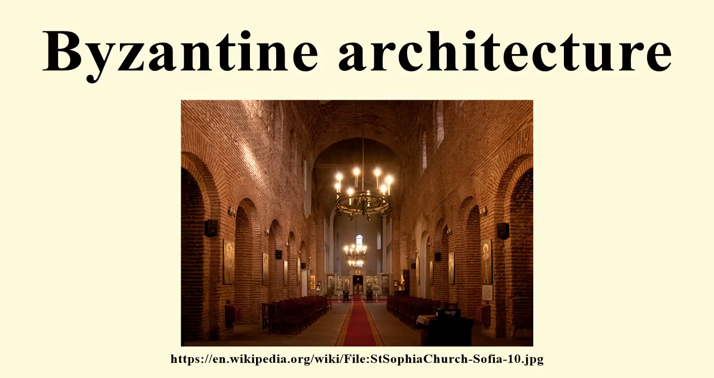Secular structures include the ruins of the Great Palace of Constantinople, the innovative walls of Constantinople and Basilica Cistern. A frieze in the Ostrogothic Palace in Ravenna depicts an early Byzantine palace.